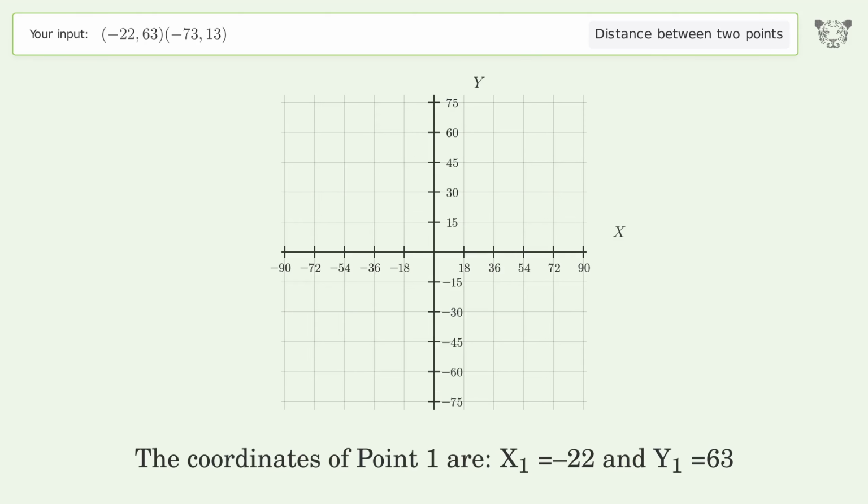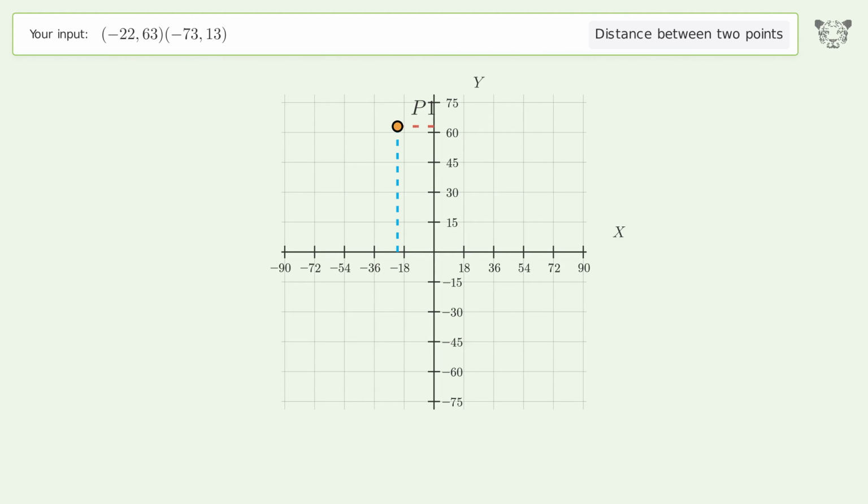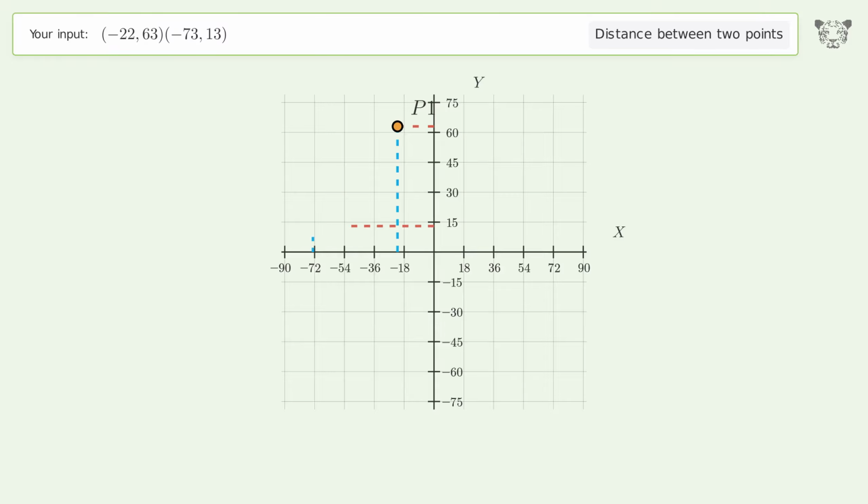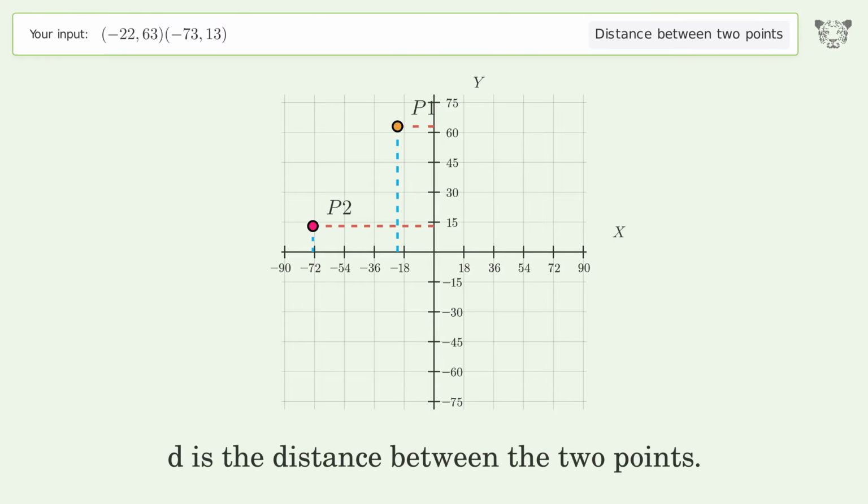The coordinates of point 1 are x1 equals -22 and y1 equals 63. The coordinates of point 2 are x2 equals -73 and y2 equals 13. D is the distance between the 2 points.